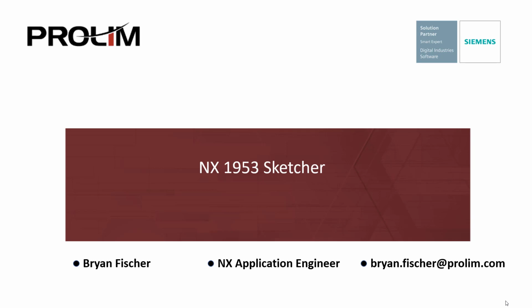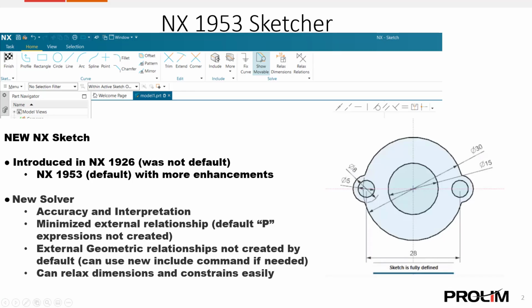Today, we're going to look at the NX 1953 Sketcher. For those of you not familiar with this, it is a new sketcher that was added in 1926. It has a new solver. In 1926, it was not the default. However, you could turn it off and on. And in 1953, it is now the new default. As you can see, there are advantages with this new solver. We'll be going over some of those real quick.